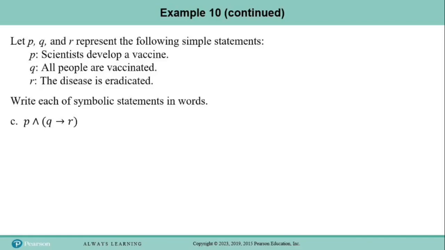And here's part C of example 10. And so we've got the same three statements here. And this time we have our if-then statement inside the grouping symbol. So we will place a comma in the appropriate place to show that this part of the statement gets grouped together. So it's going to be P and this part of the statement in parentheses. So we're going to start with scientists develop a vaccine, and the next word will be and, but what comes after the and is grouped together.